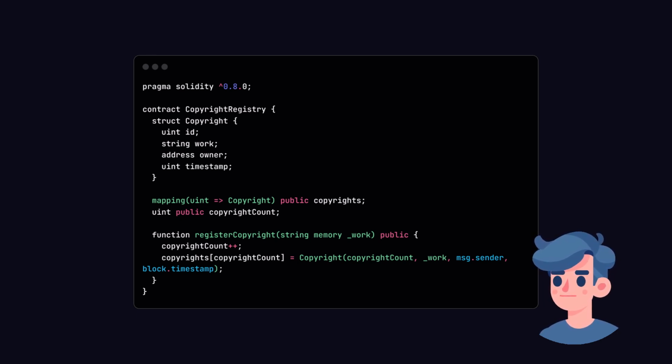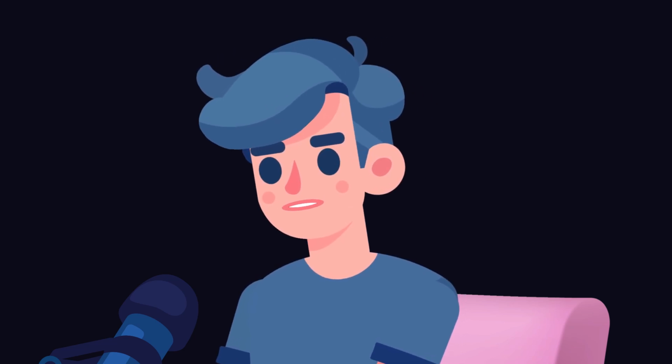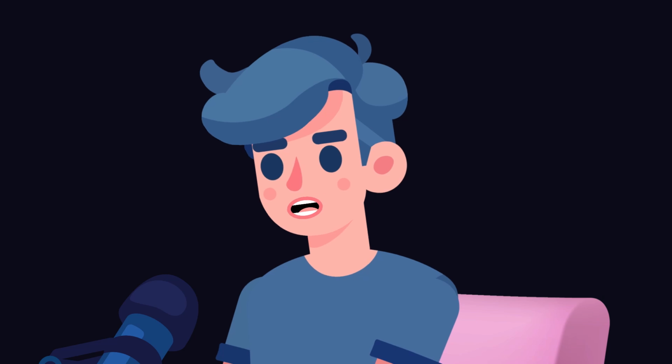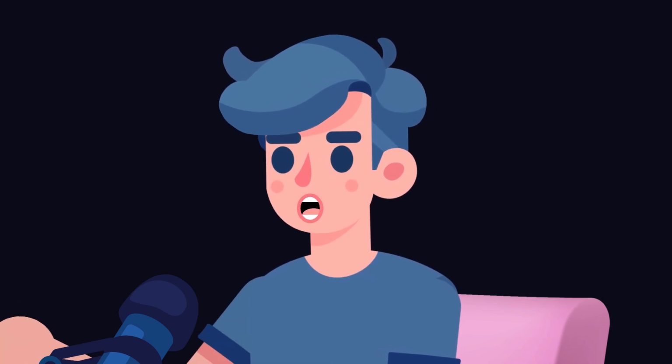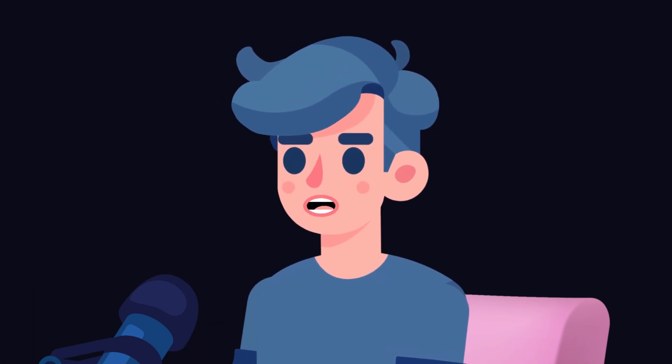register copyrights. A smart contract is a self-executing contract with the terms of the agreement directly written into code. In this contract, we define a copyright structure that holds details about the copyrighted work, including its ID, the title of the work, the owner's address, and the timestamp of registration.